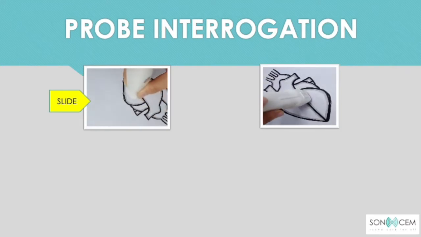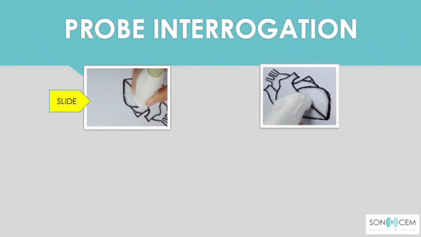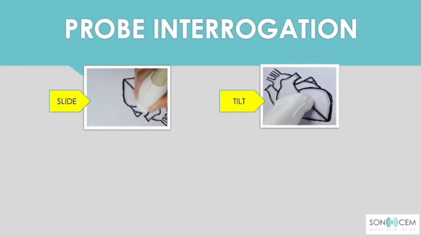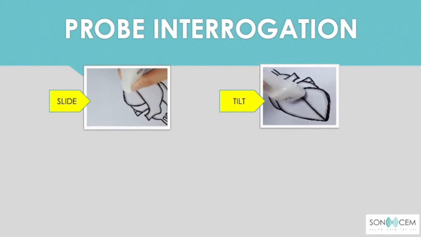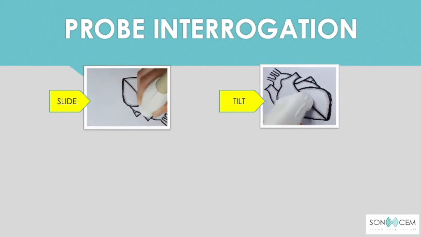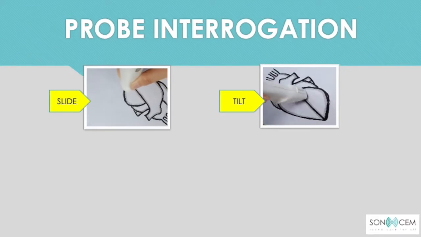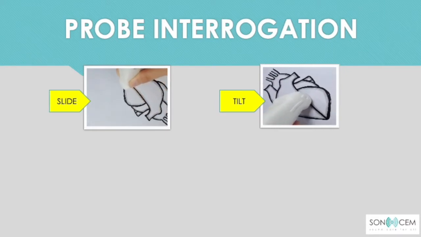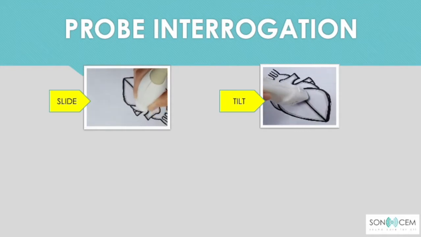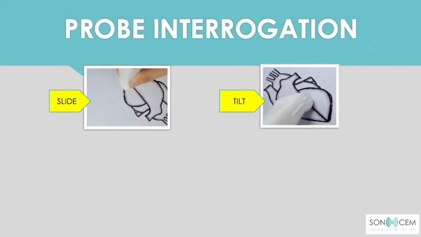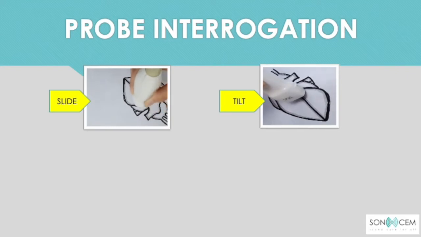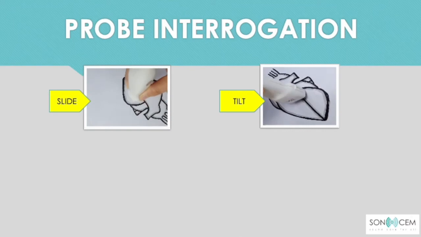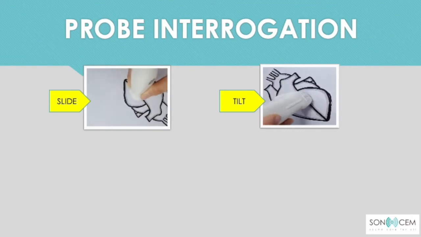Second, what is this movement called? Okay, it is tilting. Tilting is the movement where we keep the transducer in the same place on the chest, for example, while changing the scanning plane. Tilting the transducer from one side to another allows other planes in the same axis to come into view. For example, in parasternal short axis view, we are tilting the transducer to get images from the apex to base.